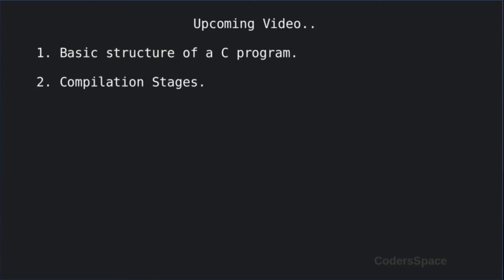And in the upcoming video, we will see what the basic structure of a C program is and also the compilation stages. Compilation stages means, as I have said, that if you write code in the C language, then it has to be converted into a form which can be understood by the hardware. For that we require a compiler which will do this task for us. This compiler is not a single stage process, it is a multiple stage process. So we will also learn about the different stages that are present in the compiler.